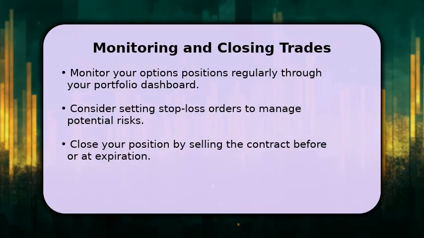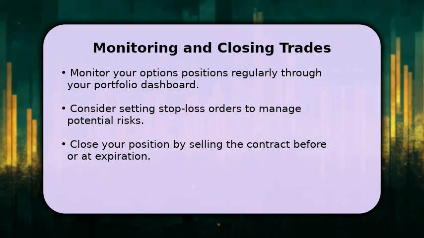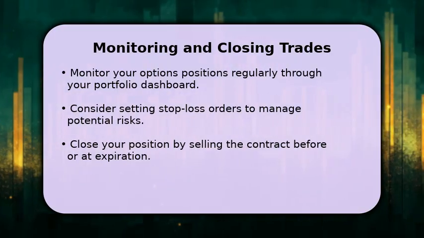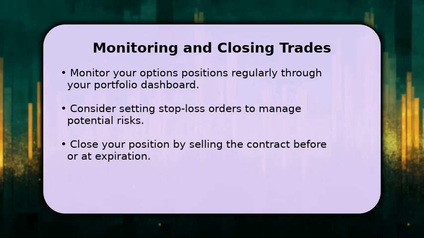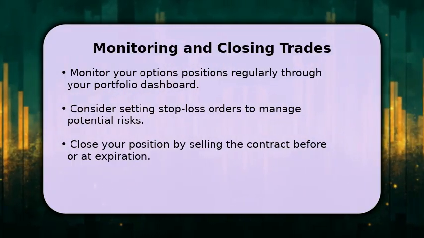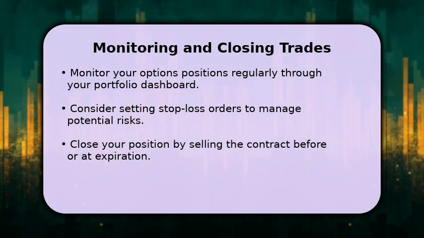To manage potential losses, consider placing a stop-loss order, which automatically sells your contract if it reaches a predetermined price. When you are ready to exit a trade, you can sell your contract back into the market before its expiration date, or allow it to expire if it is out of the money.